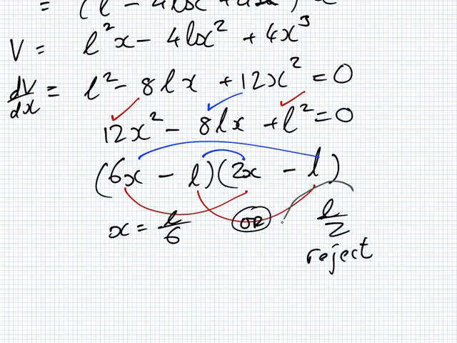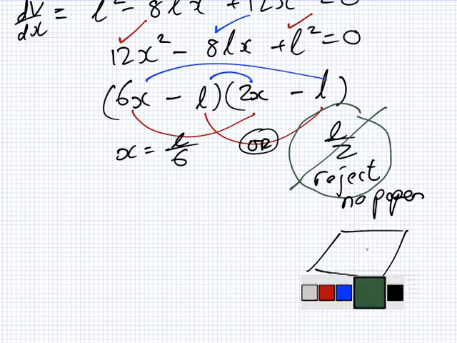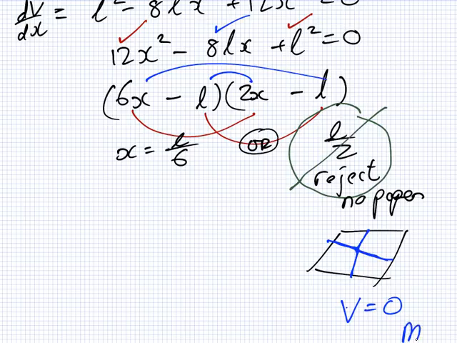What is the reason for rejecting this? Because if you take two x's from the same L, the L is gone, which is impossible. There's no paper left. So in this answer, you cut half the length from each corner. So you go cut, cut, cut, cut. You're left with no paper. Volume equals 0. Clearly the minimum.